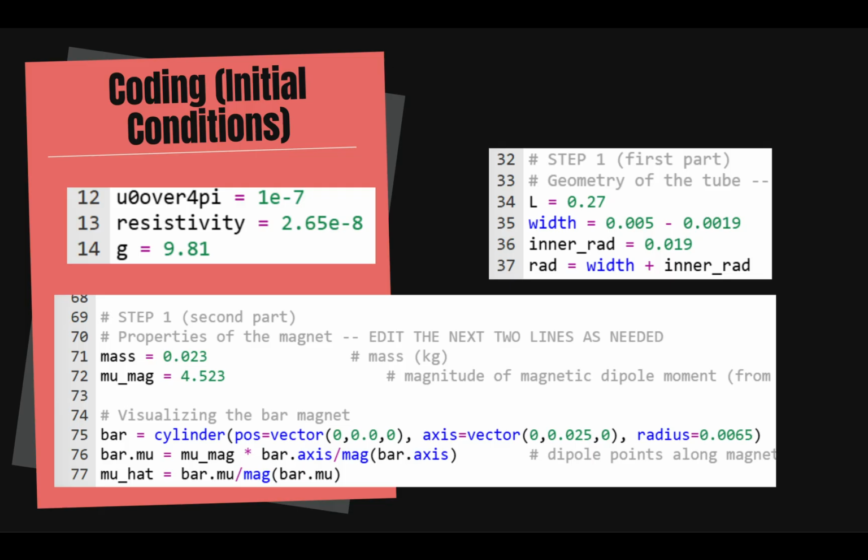Coding. In this page are our initial conditions. In the top left, we define our constants. In the top right, we inputted the measurements we took from the previous slide. This is the geometry of the tube of aluminum foil. In the bottom left are the properties of the magnet, which include the mass and the magnitude of magnetic dipole moment. And in the bottom is our code for visualizing the bar magnet and creating our unit vectors.